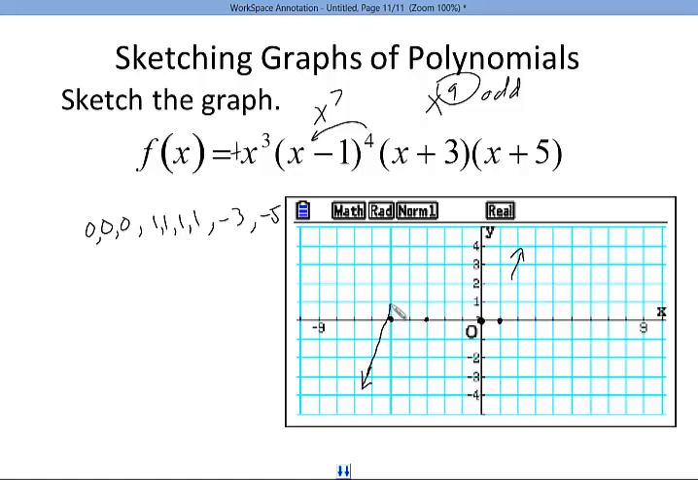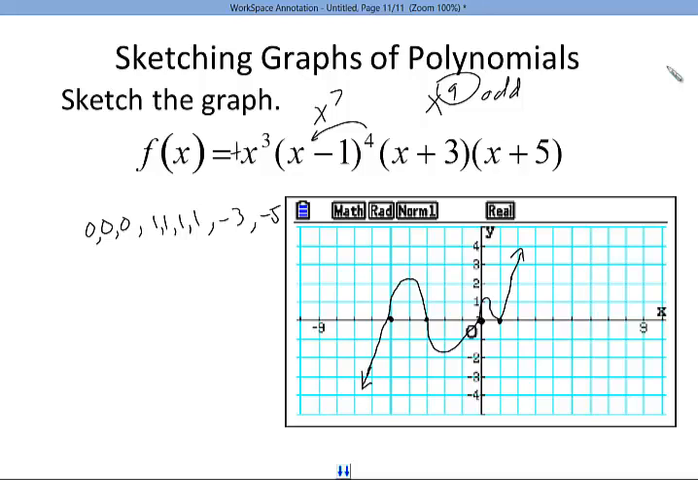Okay, so it's going to go through the 5. I don't care how far up you take this. Come back down through the 3. Come over here to the 0. Go through the 0. Bounce. Take it nice and wide. I know you don't have much room. Take it nice and wide. Bounce off the 1. And finish.